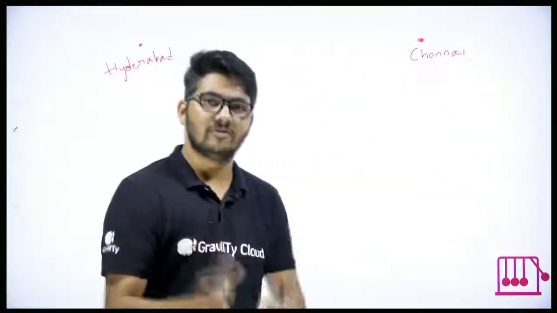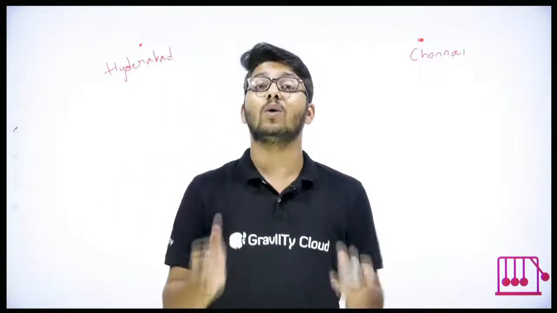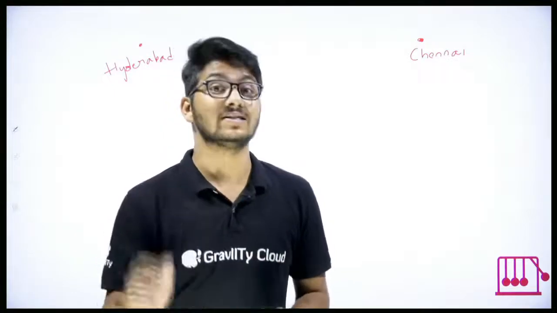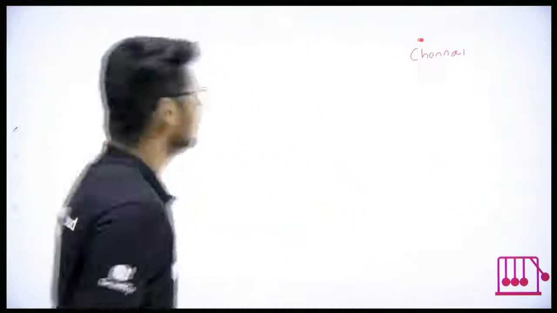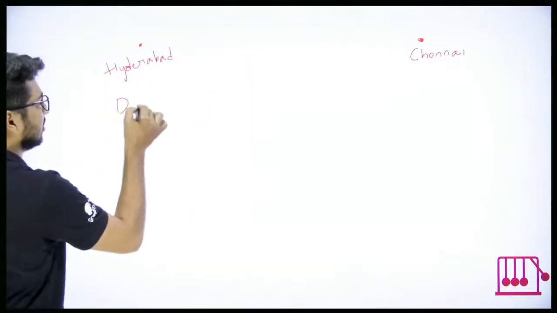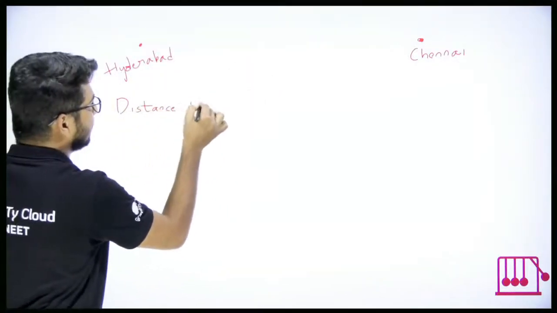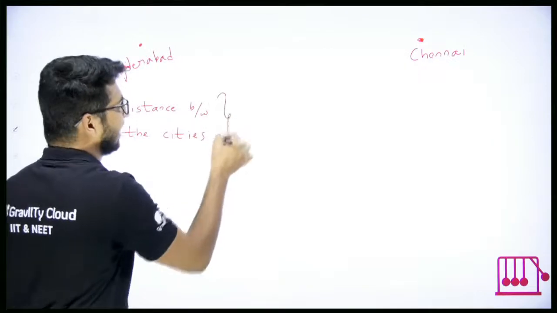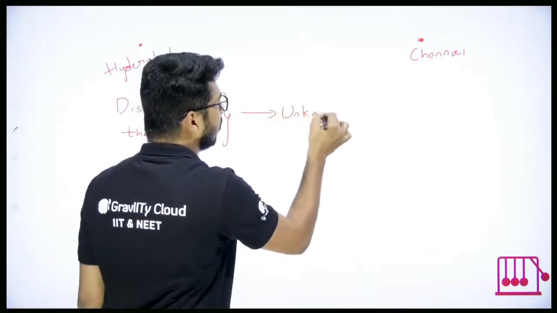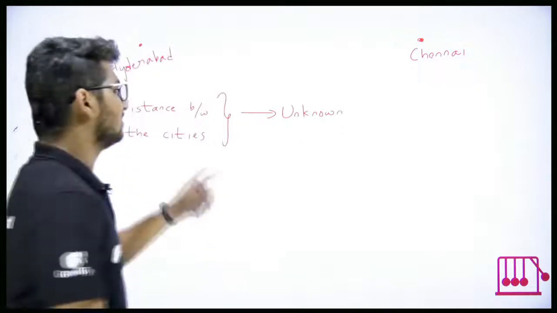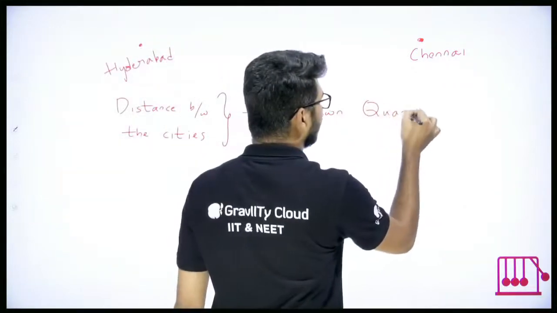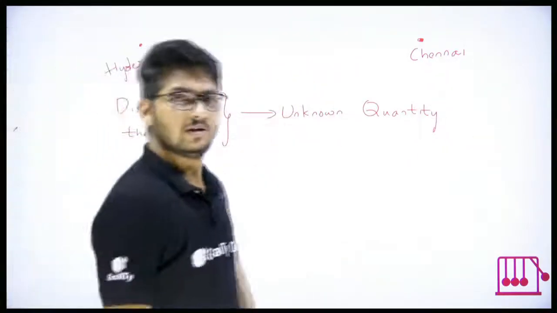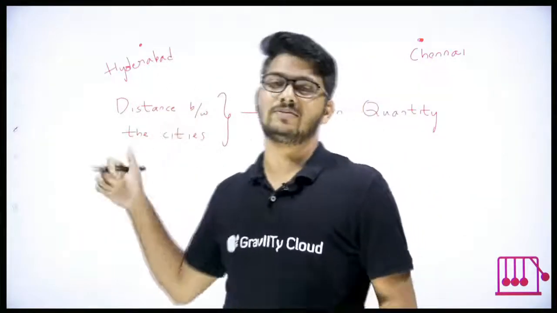The thing is, before this, we don't know what the distance between Hyderabad and Chennai is. That means the distance between the cities is unknown. We don't know what the distance is. So this here will be an unknown quantity. Simple. Now we have to measure the distance between them.